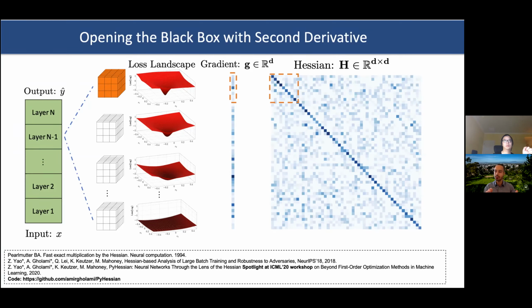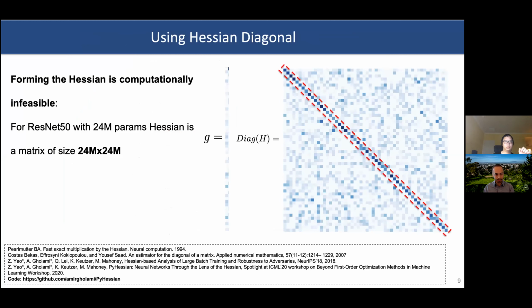You can use this for reduced precision training. You can use this for pruning. You can use this for correcting the step size. And that's what AdaHessian does. But as we said before, this Hessian is a formidable matrix. So we have to find approximate ways of applying the Hessian.